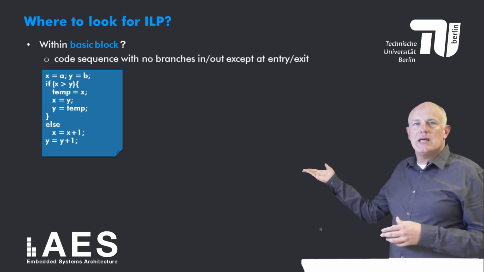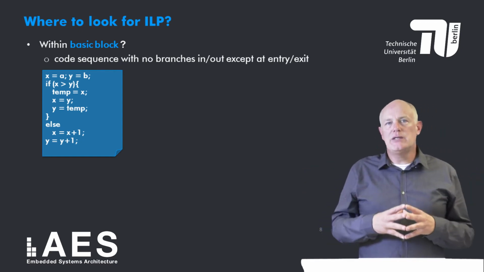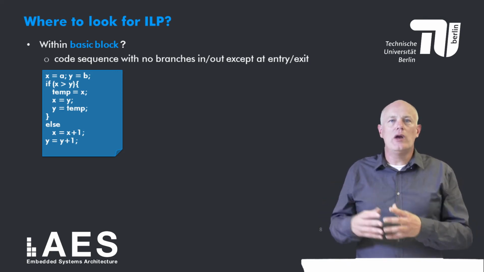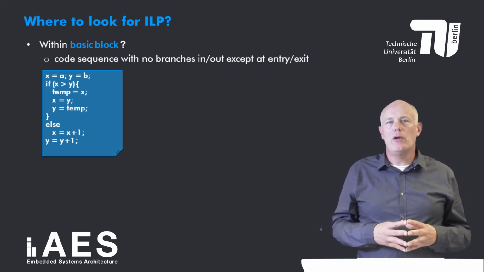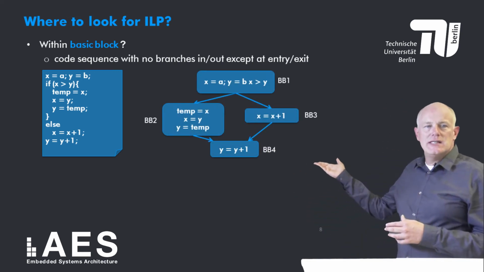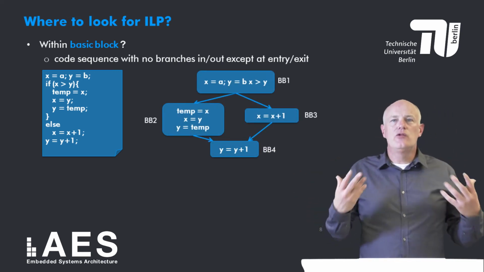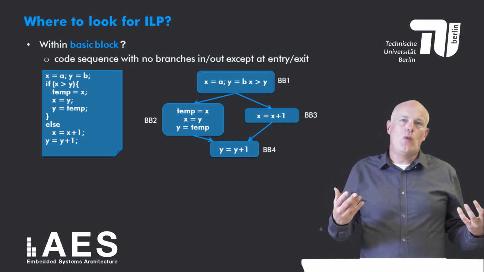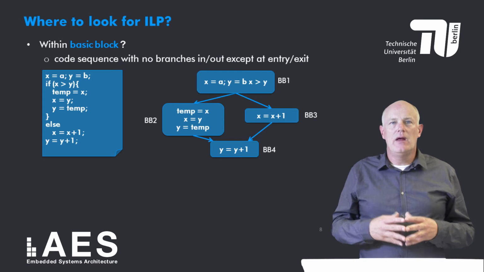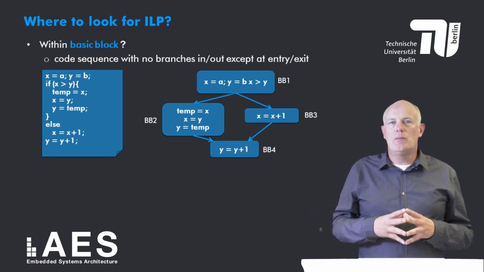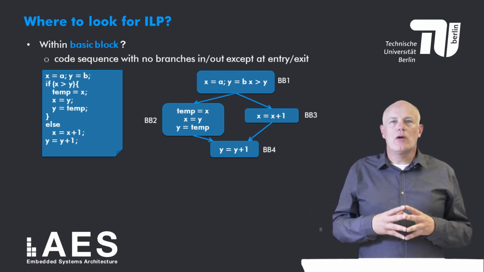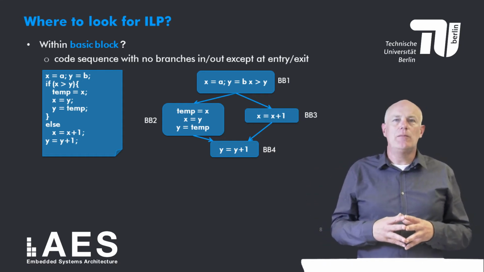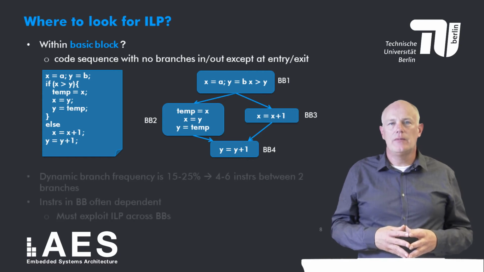To illustrate basic blocks, here's a small piece of code consisting of two statements, an if then else statement, and one other statement, y becomes y plus 1. This code consists of 4 basic blocks. The two statements before the if then else and the test x greater than y make up basic block 1. The if part constitutes basic block 2, and basic block 3 corresponds to the else part, and basic block 4 corresponds to the statements after the if then else.